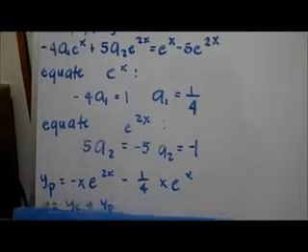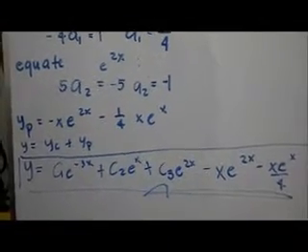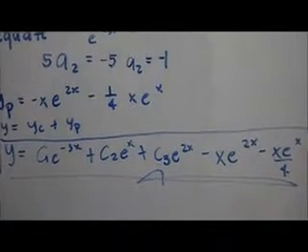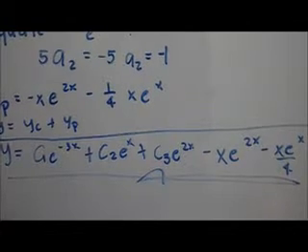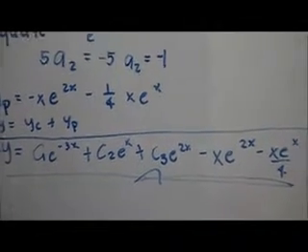Thus, the general solution is C1 e to the negative 3x plus C2 e to the x plus C3 e to the 2x minus x e to the 2x minus x e to the x over 4. That is the final answer of the equation.